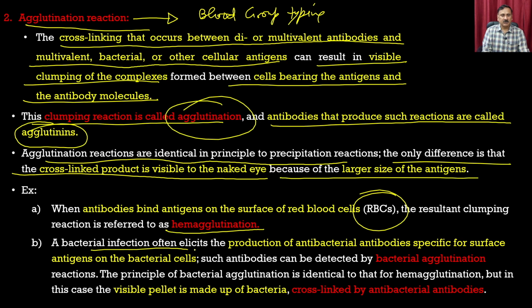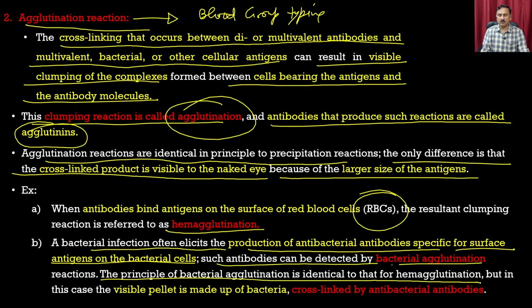A bacterial infection often elicits the production of antibodies specific for the surface antigens on the bacterial cell. Such antibodies can be detected by bacterial agglutination reactions. The principle of bacterial agglutination is identical to hemagglutination, but in this case the visible pellet is made up of bacteria cross-linked by the antibacterial antibodies.